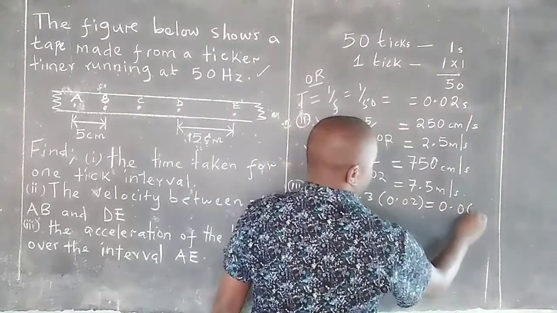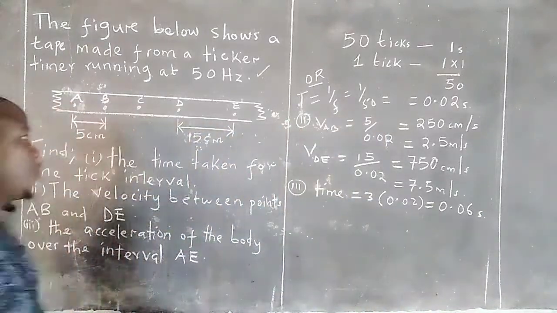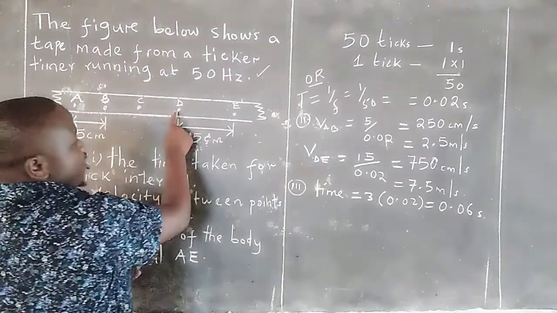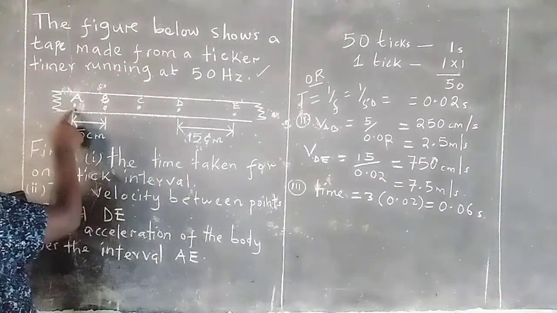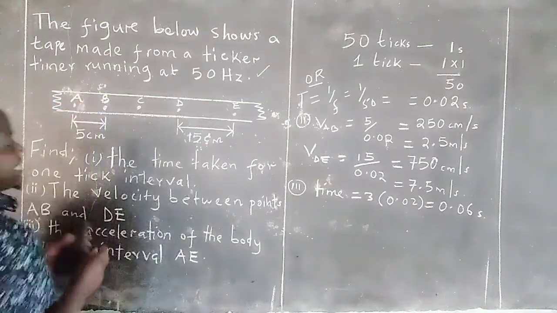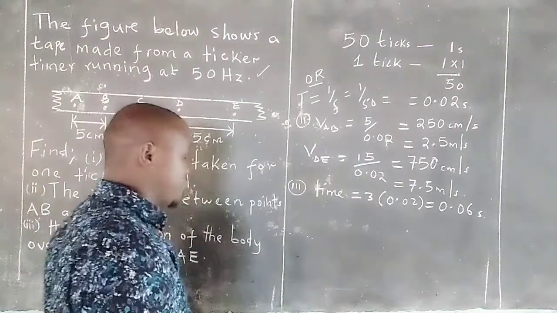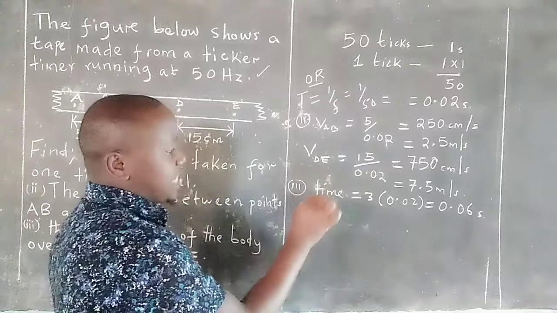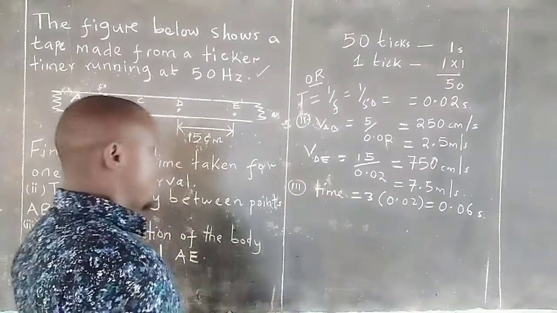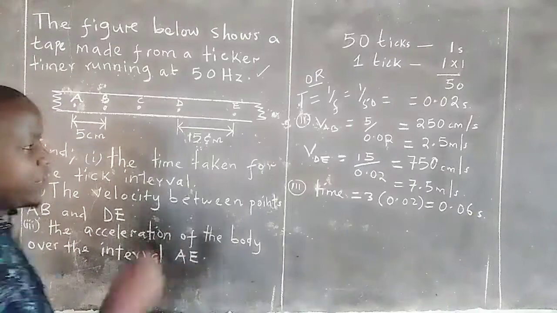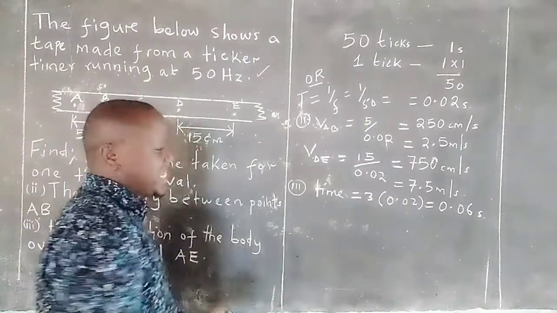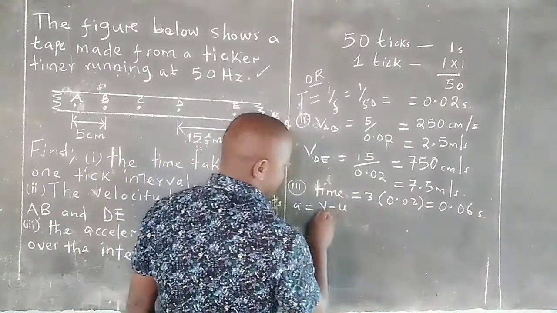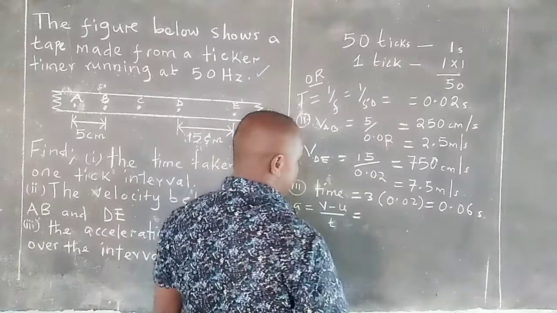So 0.06 seconds. So we count the complete spaces, which is 1, 2. Then between D and E, we take a half, and between A and B, we take a half, so that we will have 3 complete intervals. We multiply by the time for one interval, which is 0.02. That gives us 0.06. Now, with the time interval and the change in velocity, we get acceleration by saying that acceleration is given by final velocity minus initial velocity divided by time taken.